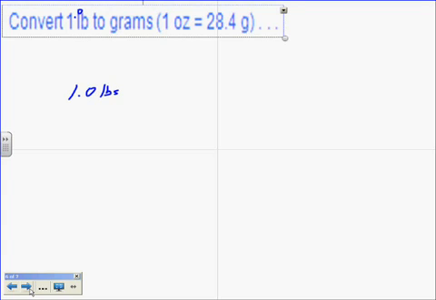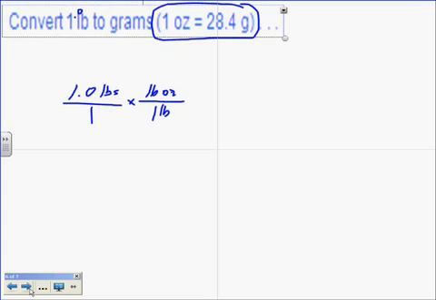1.0 pounds, and we're going to make that into grams. So let's put that over 1 to make it a fraction. And what we are going to do now is think about what can I do with pounds to get it closer to grams. I don't know any conversion straight from pounds to grams, but the information up here gives me a conversion between ounces and grams. And I do know that 1 pound is 16 ounces.